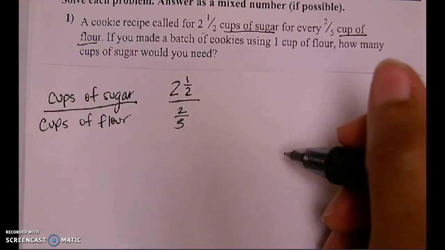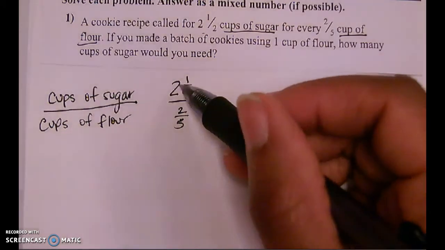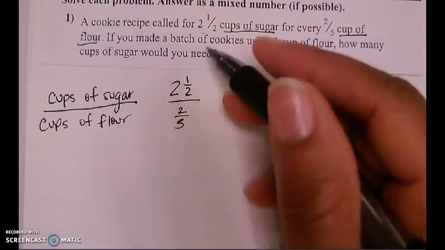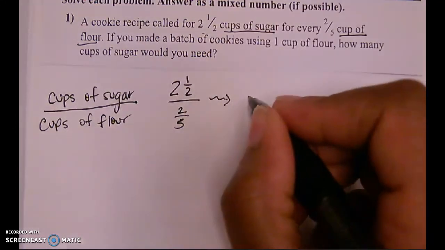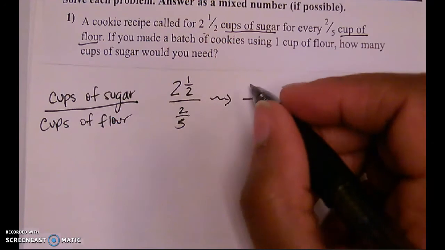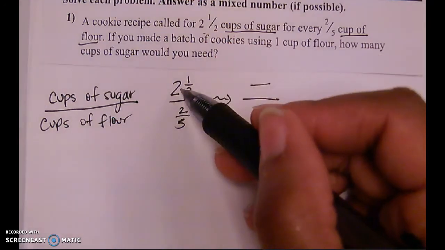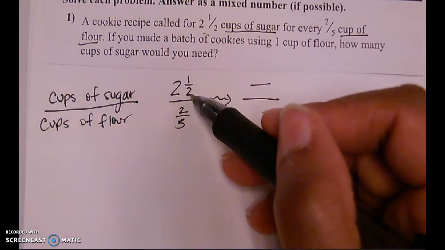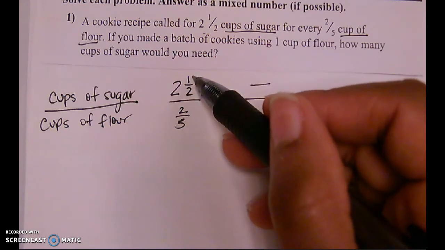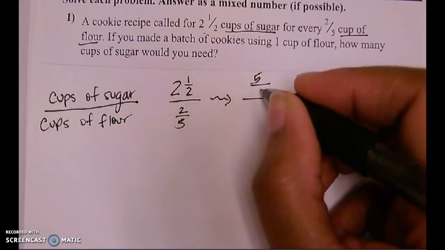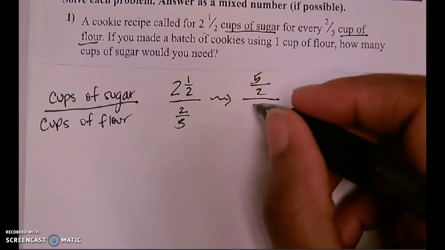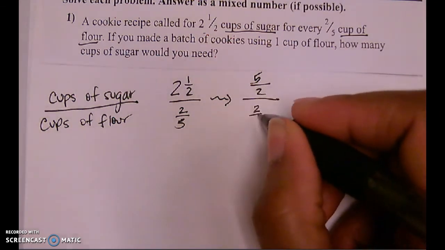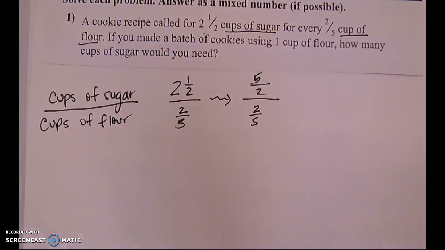Okay? Now, I know that I can't do anything with this mixed number. So I'm going to draw an arrow out to the side, and I'm going to actually change that mixed number to an improper fraction. Multiply the whole number times the denominator, 4. Add the numerator, 5. Keep denominator. And then I'm going to bring this one over 2/5 because there's nothing wrong with that.